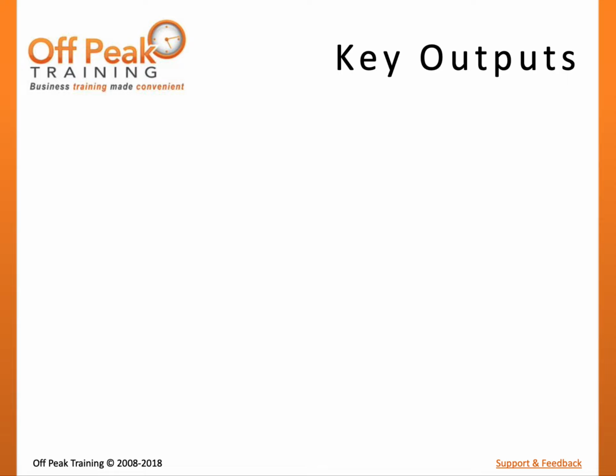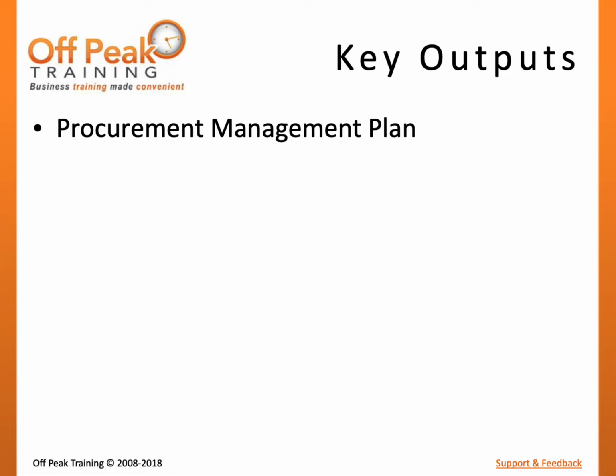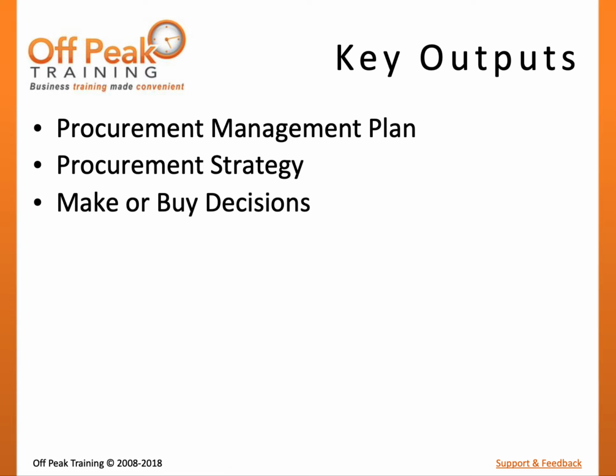There are many key outputs of the Plan Procurement Management process. The Procurement Management Plan is a subsidiary plan to the Project Management Plan, defining how the other procurement management processes will be performed. The procurement strategy defines the delivery methods, contract payment types, and the procurement phases which will be used in each of the procurements for the project. Make or buy decisions is the documentation of what decisions were made and how those decisions were reached.